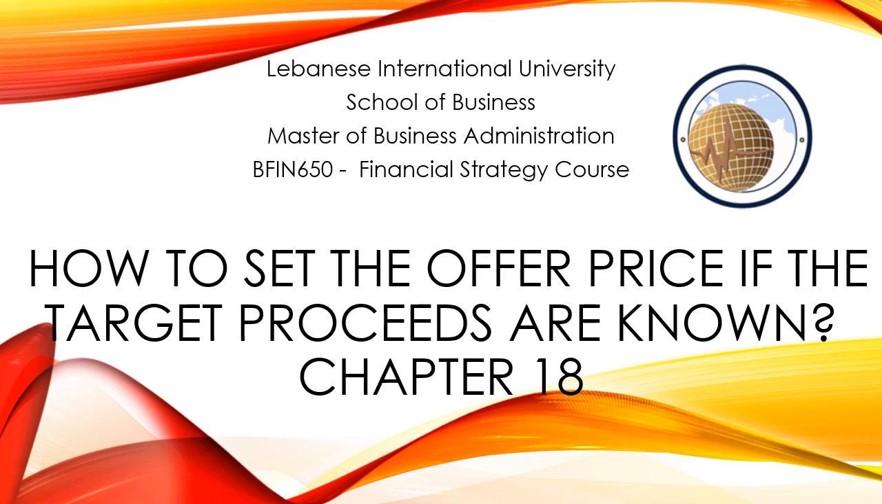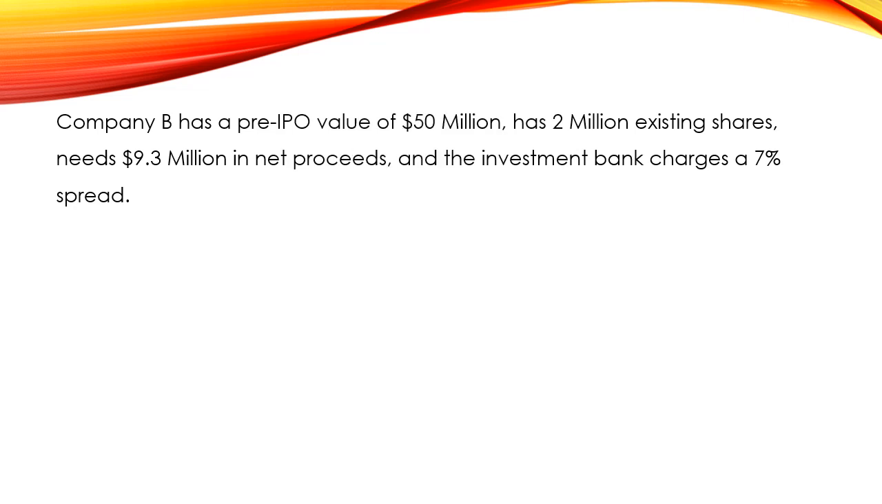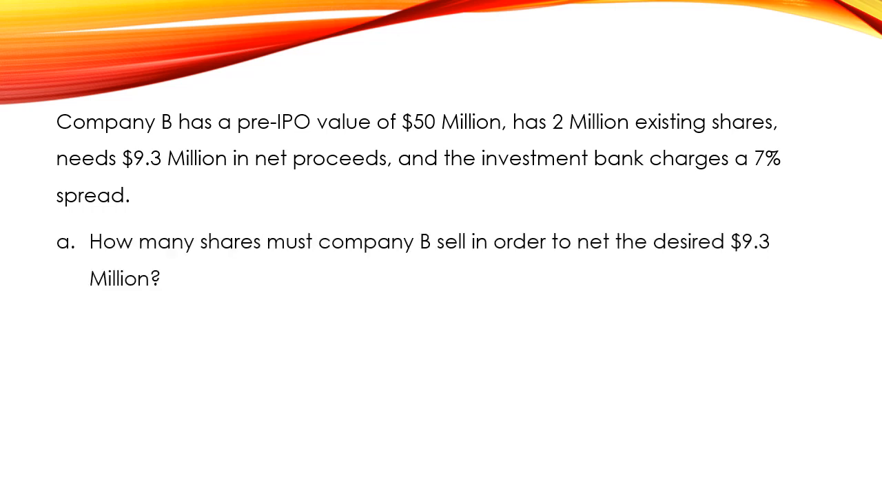Hello everyone. In this video we are going to show you how to set the offer price if the target proceeds are known. Company B has a pre-IPO value of $50 million, has 2 million existing shares, needs $9.3 million in net proceeds, and the investment bank charges a 7% spread. So how many shares must Company B sell in order to net the desired $9.3 million?